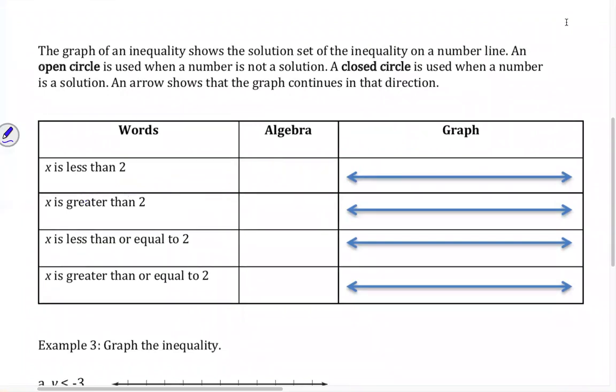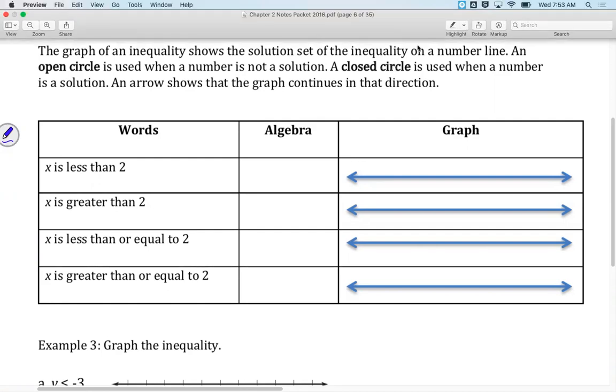Now it says the graph of an inequality shows the solution set of the inequality on a number line. So with inequalities, you don't have one answer. You have many answers. It can be a wide range of numbers. Like the last one, it was any number less than 5. You could go on all day naming numbers that are less than 5. So how do I show an answer? Well, I show it by doing a graph.